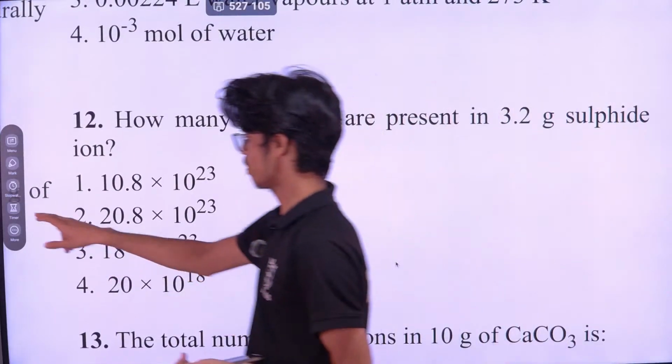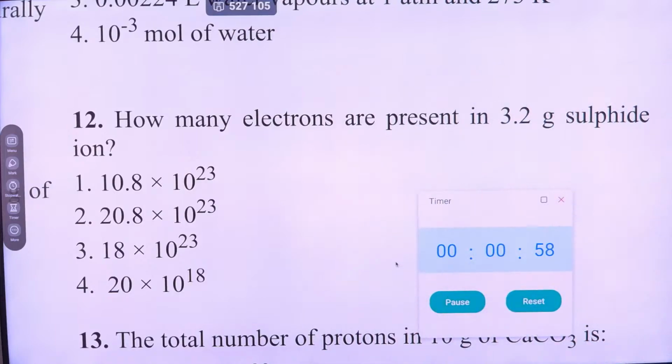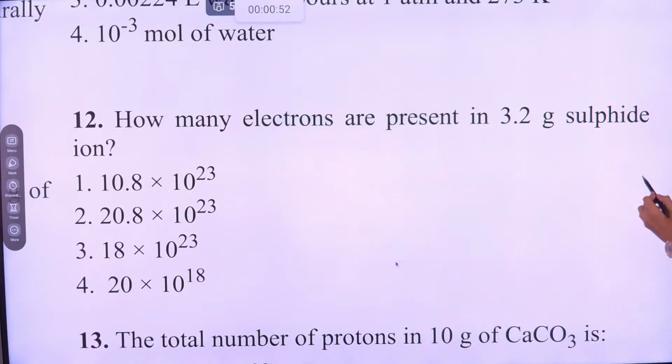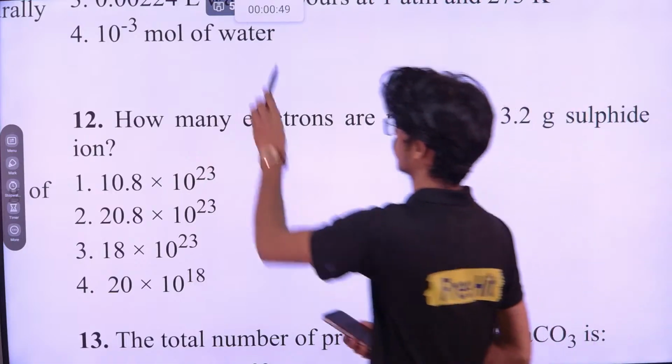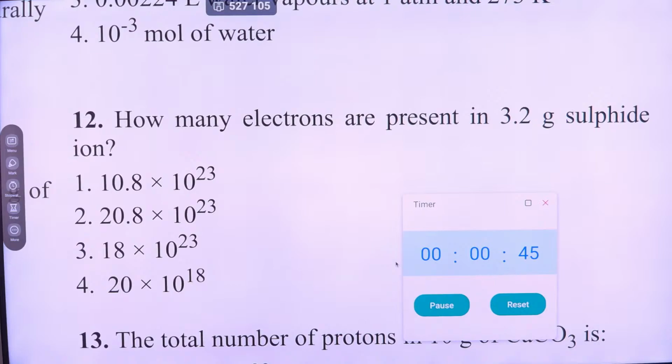How many electrons are present? Tell me. How many electrons are present in 3.2 gram of sulfide ion? It's sulfide. Sulfide means S2 negative. Sulfide ion, S2 negative.